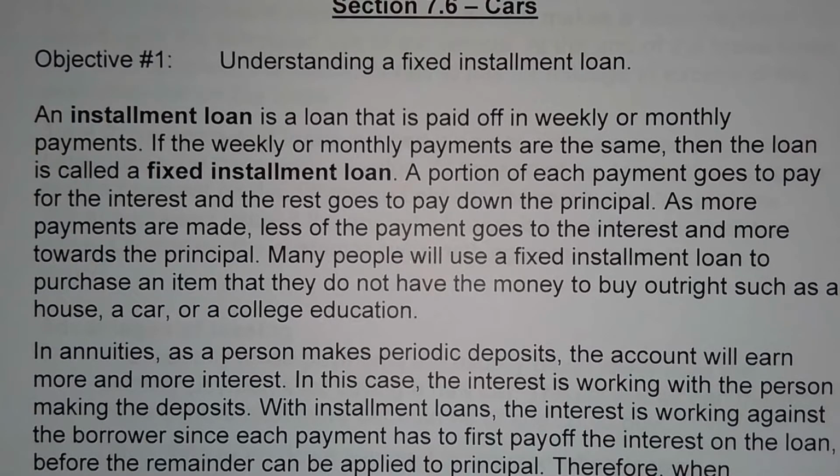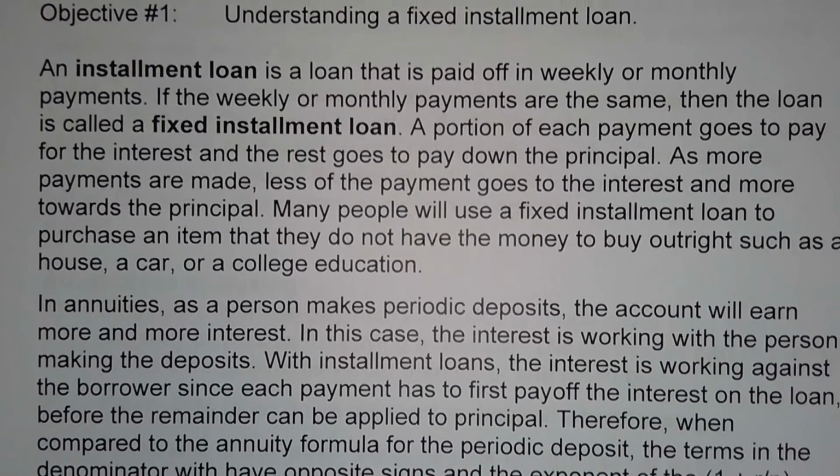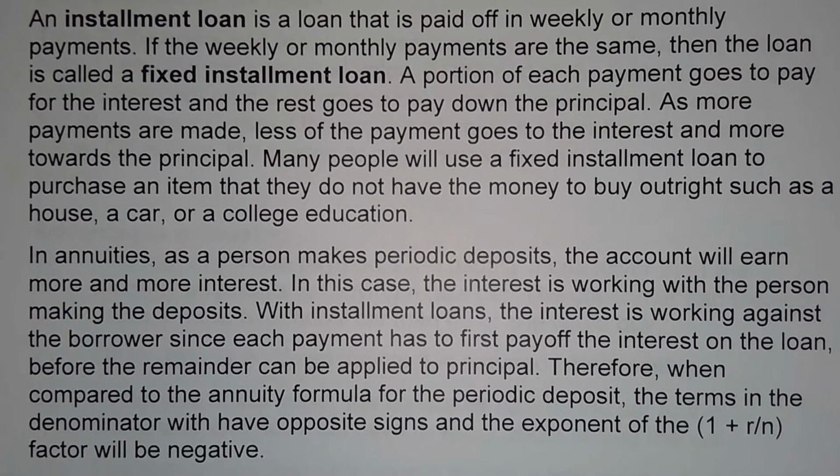Many people use a fixed installment loan to purchase an item that they do not have the money to buy outright, such as a house, a car, or a college education. In annuities, as a person makes periodic deposits, the account will earn more and more interest. In this case, the interest is working with the person making the deposits. With installment loans, the interest is working against the borrower since each payment has to first pay off the interest on the loan before the remainder can be applied to the principal.